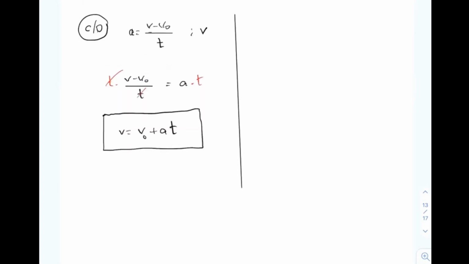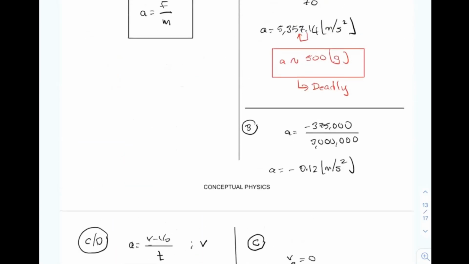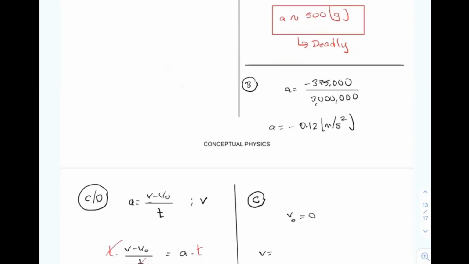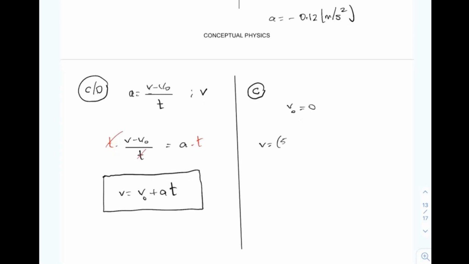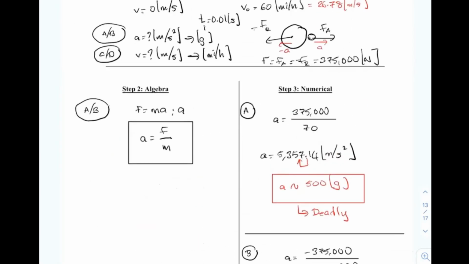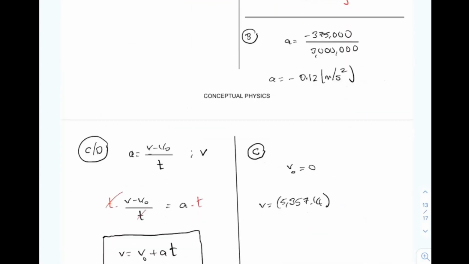All right. Part C, let's figure out the speed of the person. Okay, so what do we know? The initial speed of the person was 0. What that means is this person has an acceleration. What's the acceleration? The acceleration of this person is going to be 5,357.14. And the duration of the impact is going to be a 100th of a second.